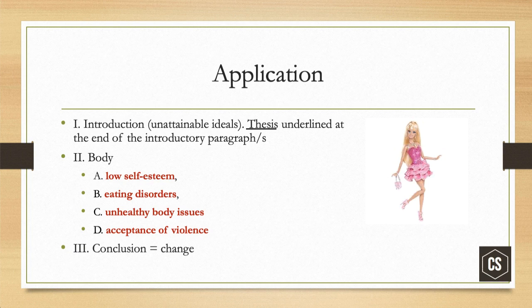So let's apply it to the concept of Barbie. You have the introduction about unattainable ideals. You have a thesis that's underlined at the very end of the introductory paragraph. And then we have 4 paragraphs. So those main claims that show up in the thesis now become your topic sentences. If the focus of your first paragraph is low self-esteem, then the concept of low self-esteem needs to show up in that topic sentence. And the focus of every piece of evidence or illustration in that paragraph needs to maintain that focus on low self-esteem.